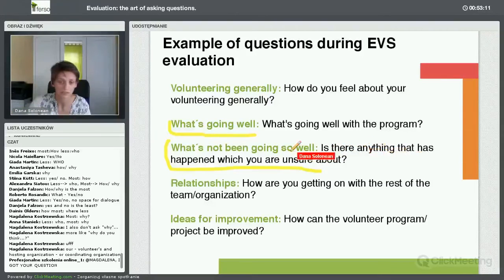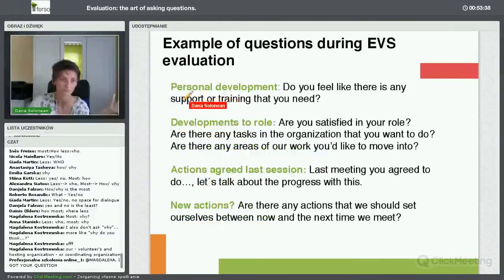about what is going well and what is not going so well. So is there anything that happened which you are unsure about? You can ask about relations, of course. How are you getting on with the rest of the team? You can ask for ideas for improvement, as I was already mentioning. How can the volunteer program or project be improved? So volunteering in general, what's going well, what needs to be improved, relations, ideas for improvement, and of course personal development. This is a yes/no question I see here. Do you feel like there is any support training that you might need?